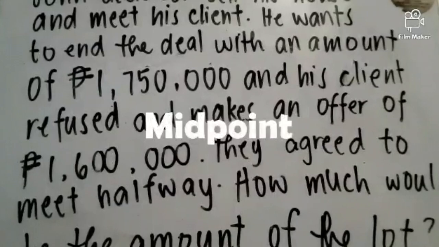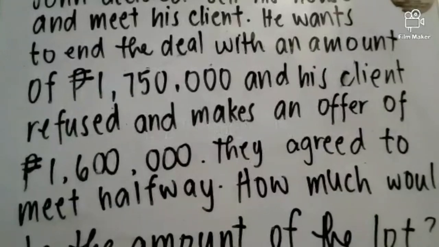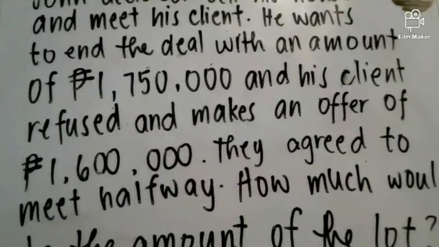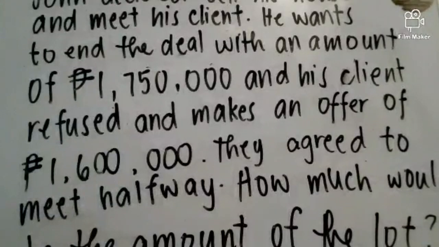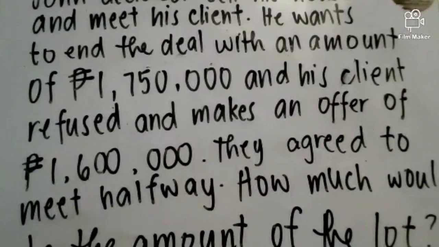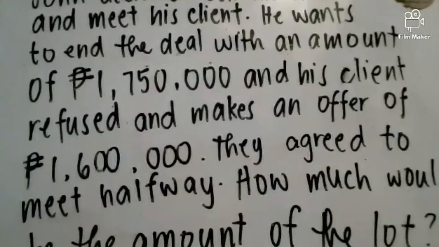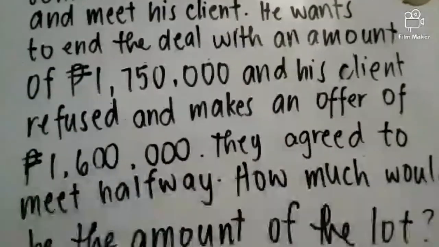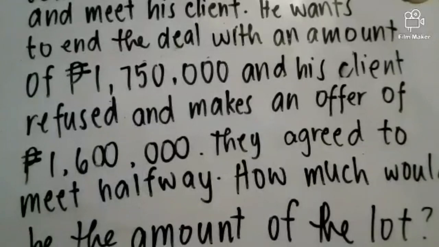John decided to sell his house and meet his client, who wants to end the deal with an amount of 1,750,000, and his client refused and makes an offer of 1,600,000 pesos. They agreed to meet halfway. How much would be the amount of the lot?